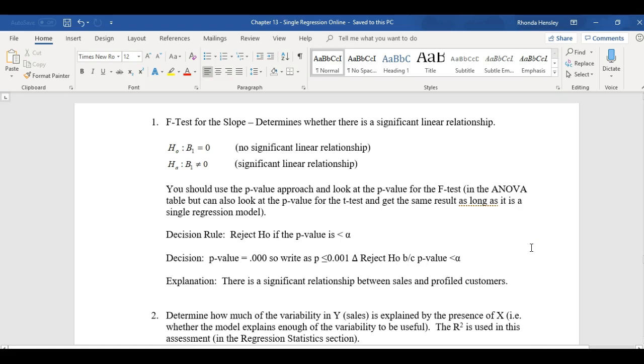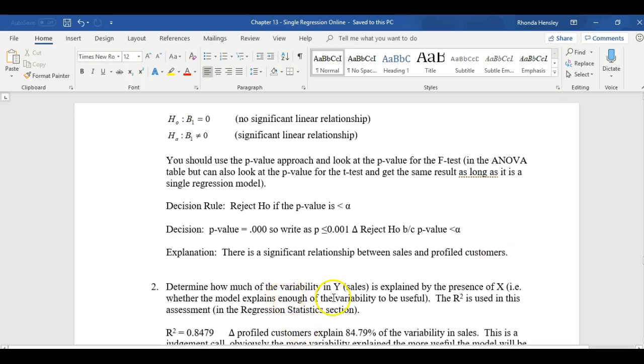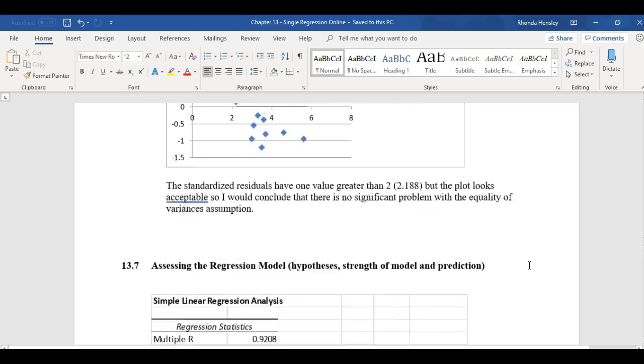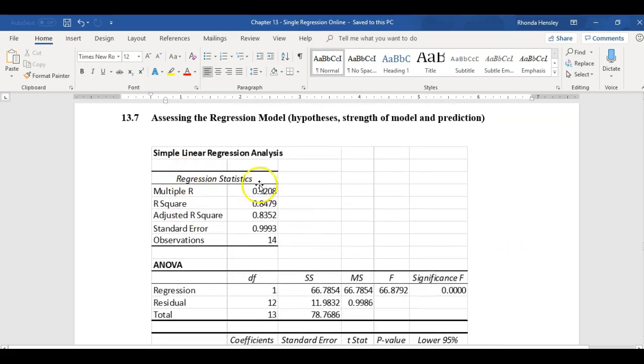The next thing you want to look at is you want to determine how much of the variability in your sales, your dependent variable, is explained by the presence of the independent variable, your X. In other words, how much of the sales is explained by the number of profiled customers within a small geographic radius. The R square is used in this assessment. So you look up in the same printout, in the regression statistics, and here's my R square row. You'll see your R square is 0.8479. As a matter of fact, if you took your correlation and squared it, you would come up with this 0.8479.